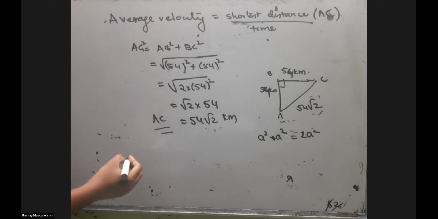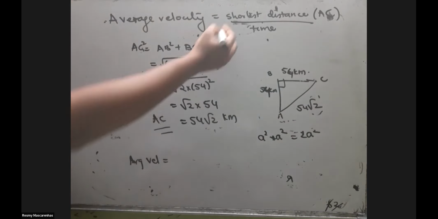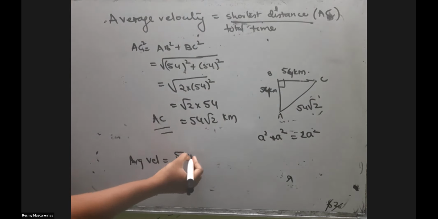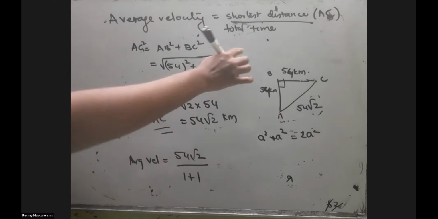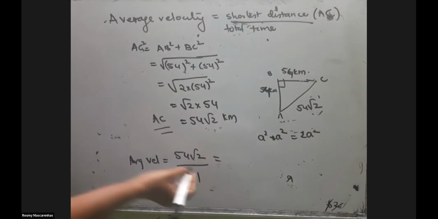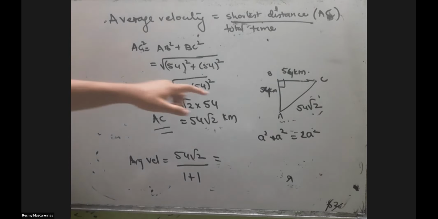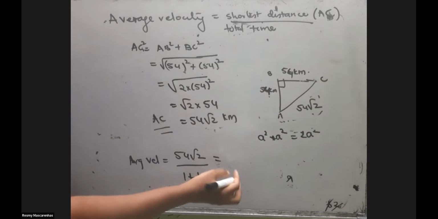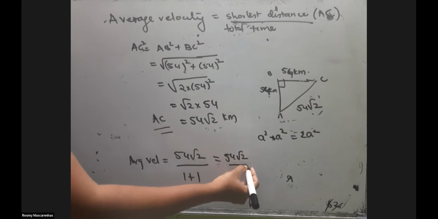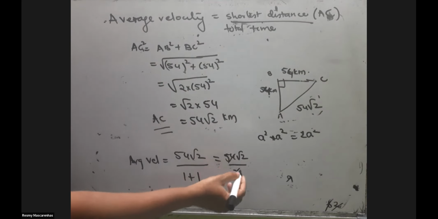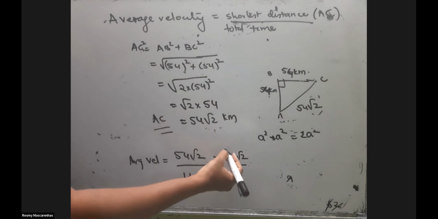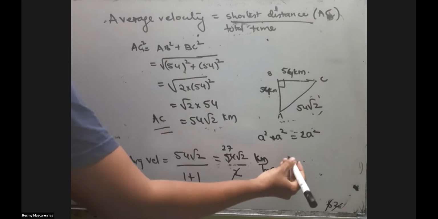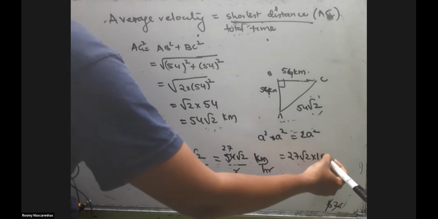So that's why find the average velocity. Total time it is 54 root 2 upon 1 plus 1. 1 hour from here, 1 hour from here. Time will remain same. Don't take Pythagoras of time, only of the distance. Okay. Kilometers per hour. Then you can convert, 1000.